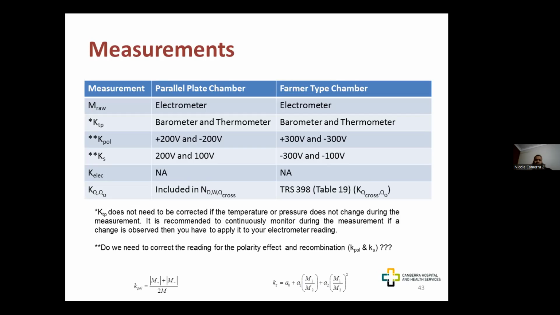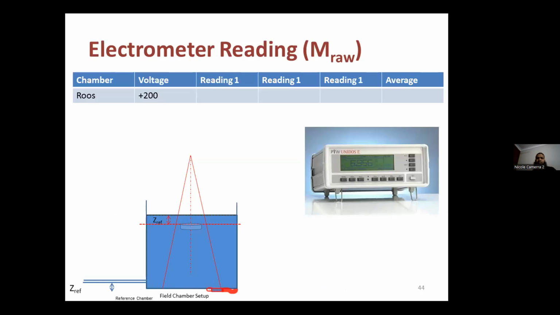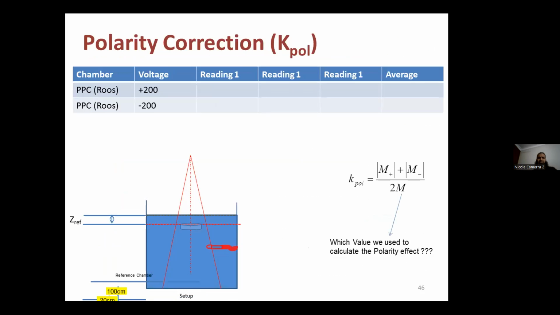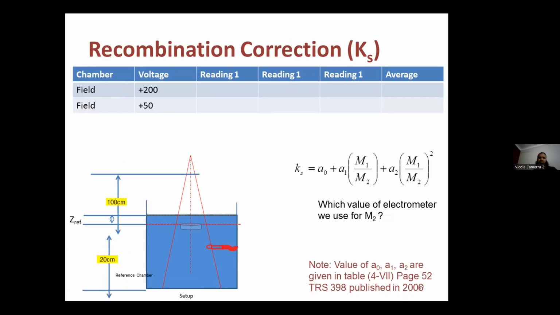And if you're using a Farmer type chamber, TRS398, you can go to table 19 and you can get the KQQ cross Q naught. Okay, so these are the things you have to do. Next is the polarity effect which I discussed, temperature pressure correction and your recombination.